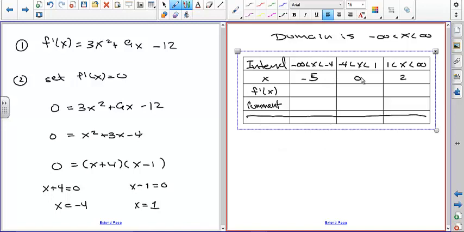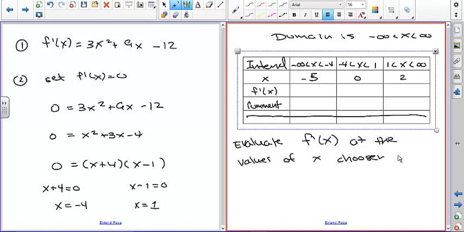So once I've picked those numbers by just looking up here and deciding, I mean, I could pick -10 or 1 or -1. Any number in here is going to be fine. So then what you do is you evaluate f prime of x, not f of x, but f prime of x at the values of x chosen in the intervals.